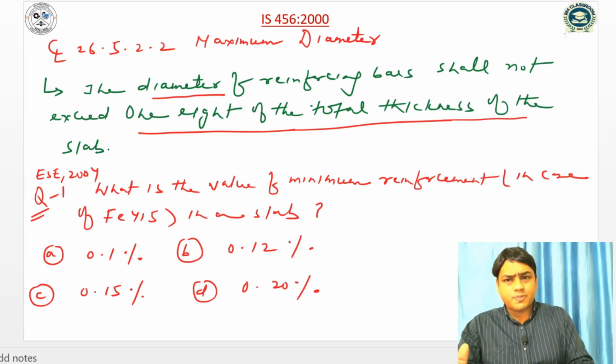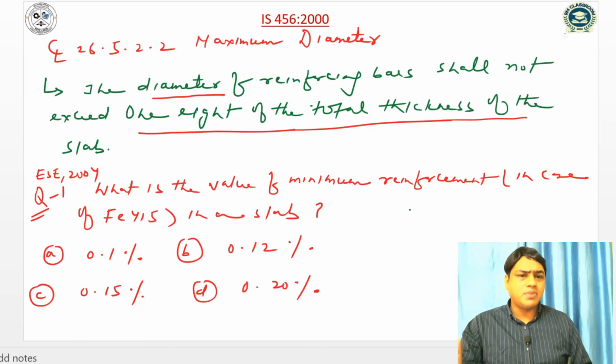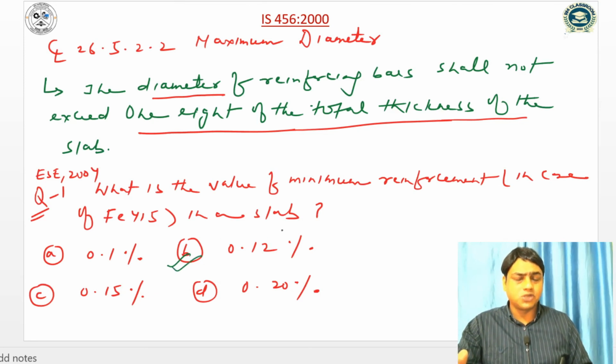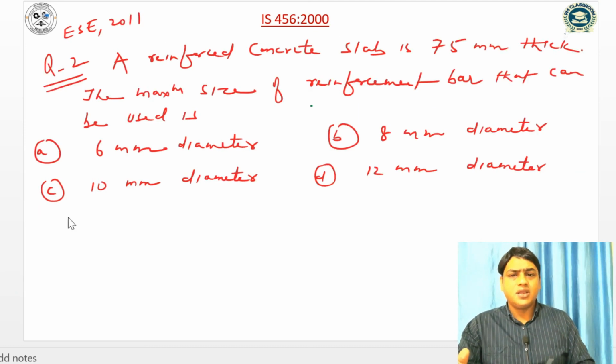So let us take one problem. What is the value of minimum reinforcement in case of Fe 415? So it is a high grade of steel. So in case of high grade steel like Fe 415 or 500, the minimum reinforcement should be provided as 0.12%, and in case of mild steel it will be 0.15%. So in case of Fe 415 we have to provide the minimum reinforcement in the slab as 0.12% of the total cross-sectional area.